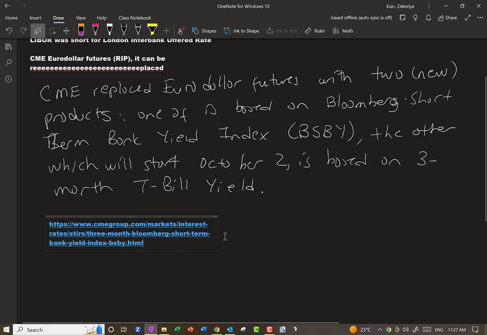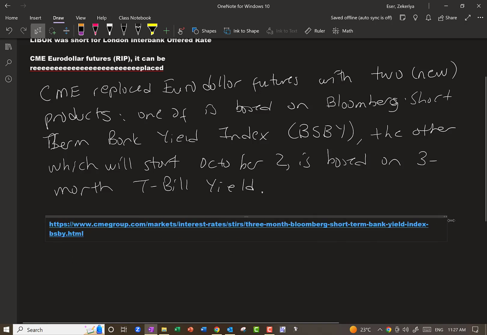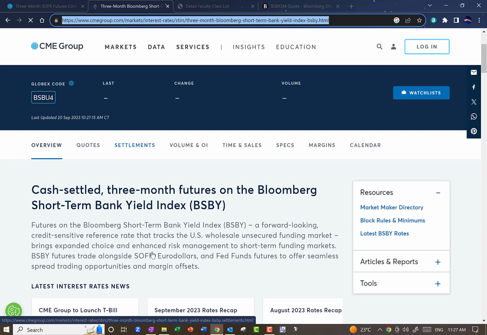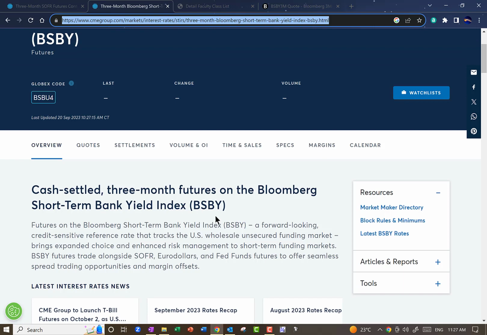The forward-looking credit-sensitive reference rate, which is what LIBOR was, tracks the U.S. wholesale unsecured funding market, with expanded choice and enhanced risk management.